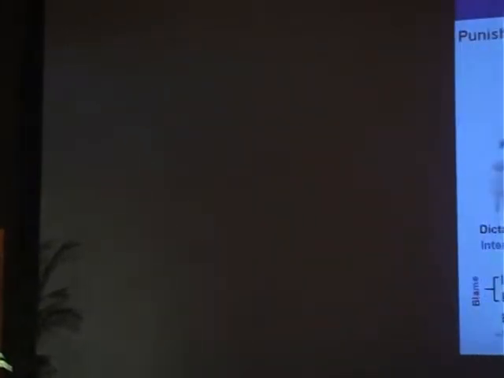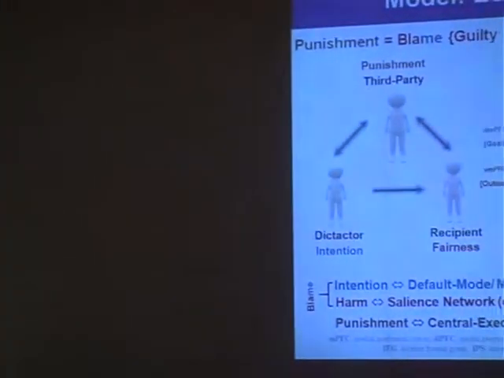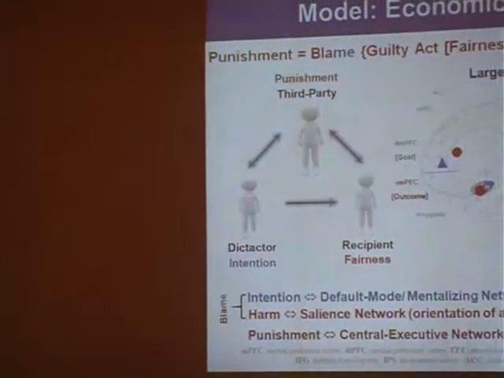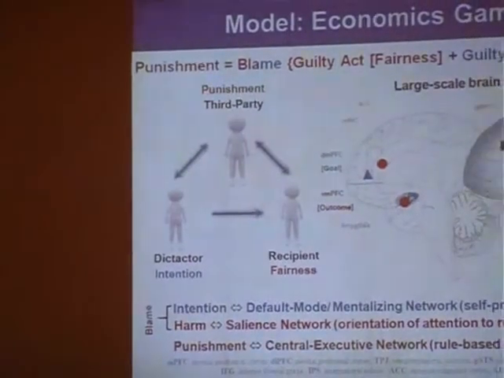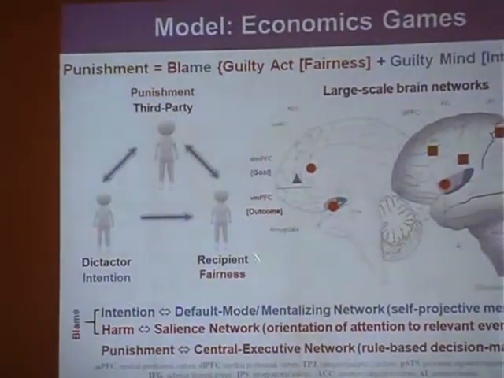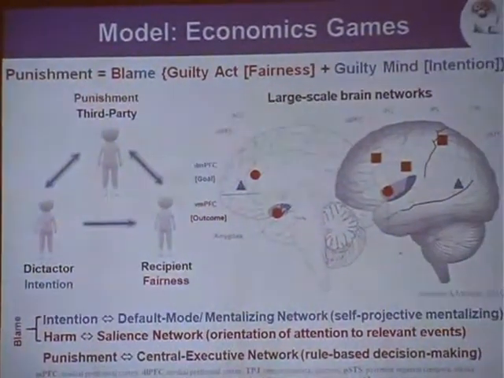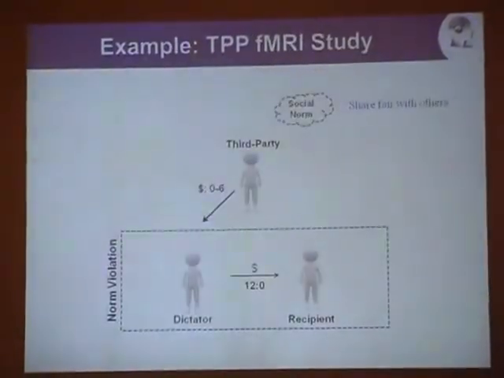This is the model, but now it's a different norm, right? We have punishment, third party on the economic game, but this time we don't measure harm norm, we measure fairness norm, right? Because how fair is the split? And again, intention, fairness, same network. I want to give you also an example how we measure it and how you see the areas.